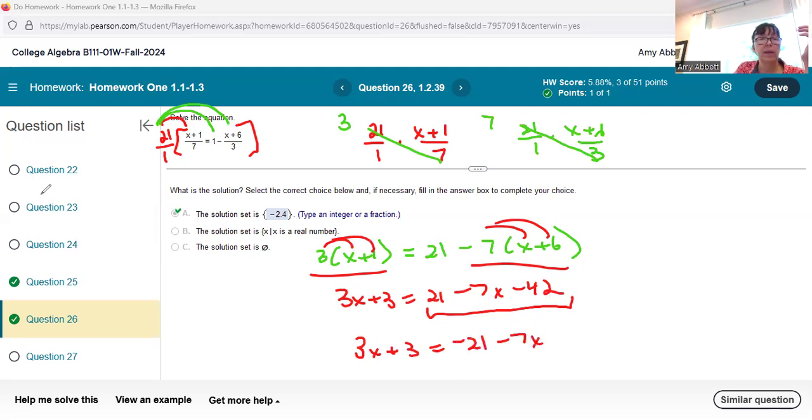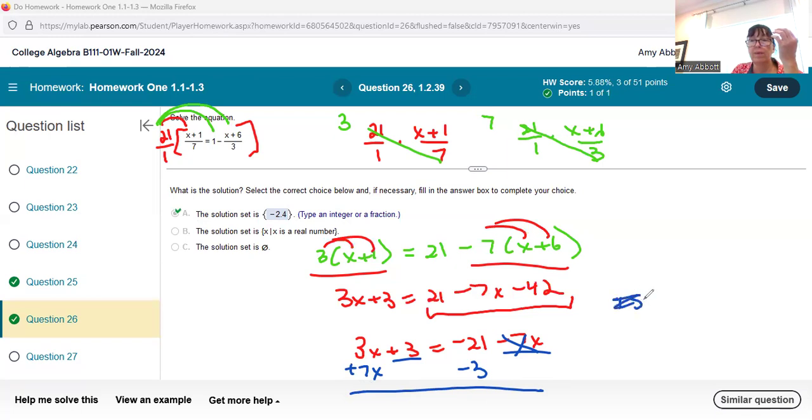And again, letters left, numbers right. So I'm going to move that minus 7x to the other side. So it's plus 7x. Move the plus 3 to the other side. So it's minus 3. Whenever you move something left or right, you change signs. So then you've got 7 plus 3, 10x equals negative 21 minus 3, negative 24, or use your calculators. There's no shame. Divide, and you get x is equal to negative 2.4.